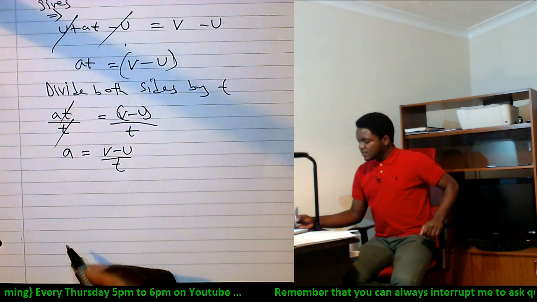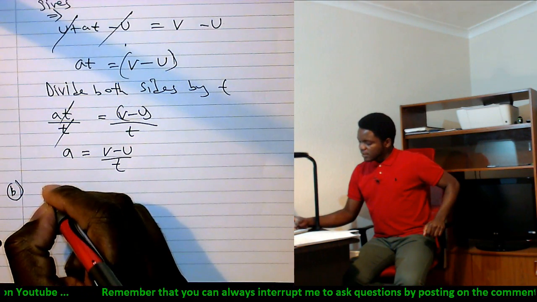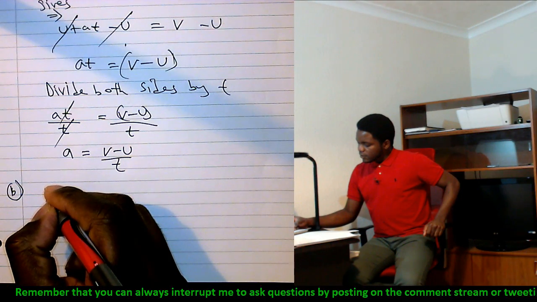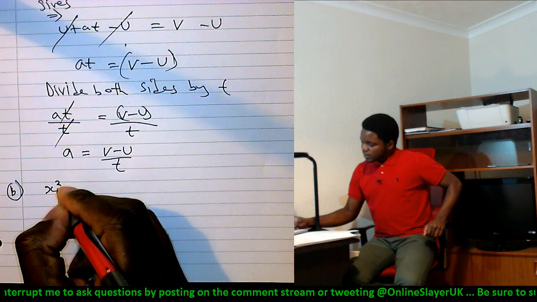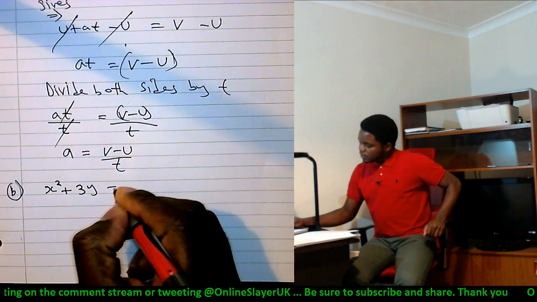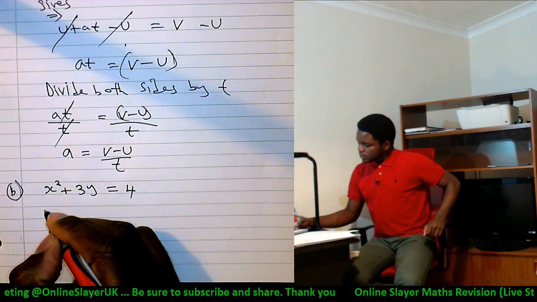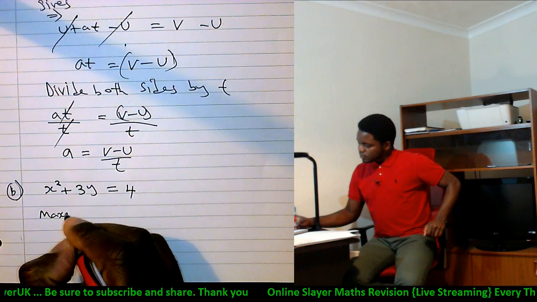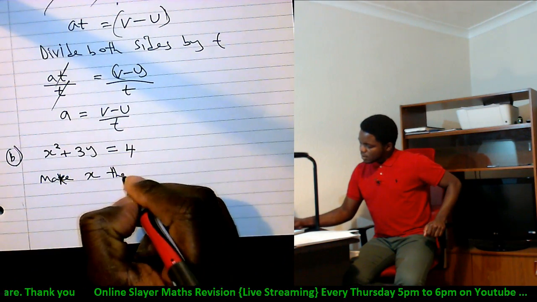So one last example. If you've got an expression like this, x squared plus 3y is equal to 4. Make x the subject.